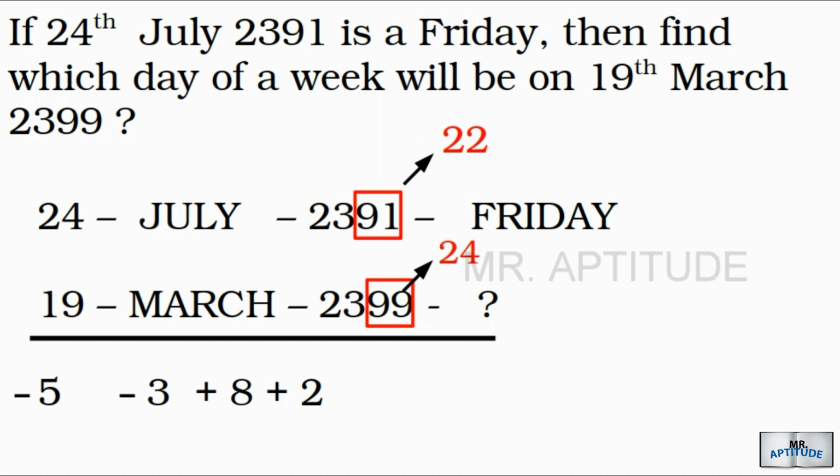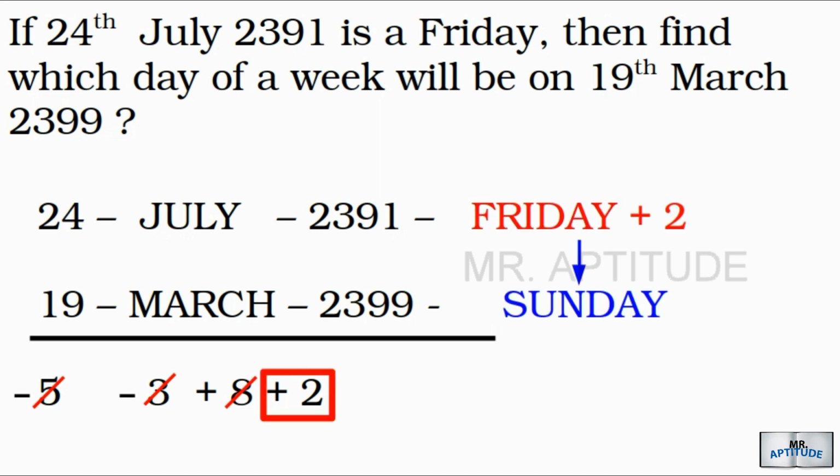Now when you add these four values, minus 5, minus 3, plus 8, and then plus 2, you will be left with plus 2. So your answer will be Friday plus 2, which gives you a Sunday.